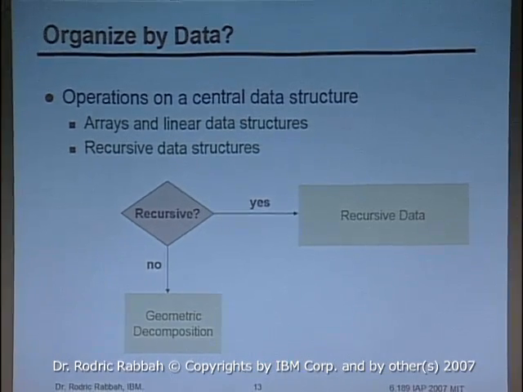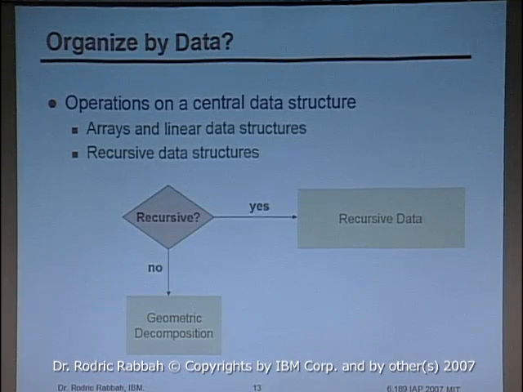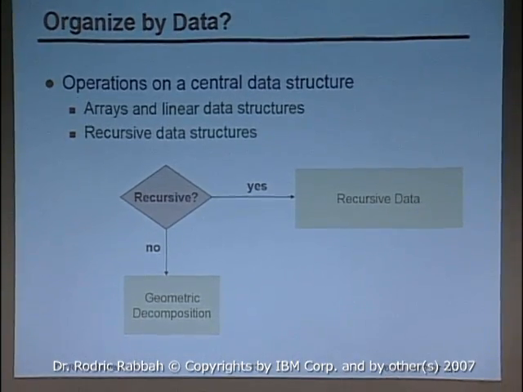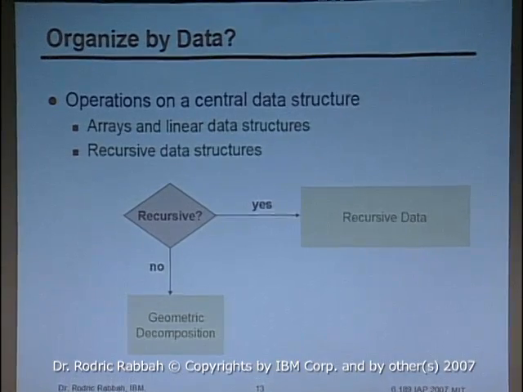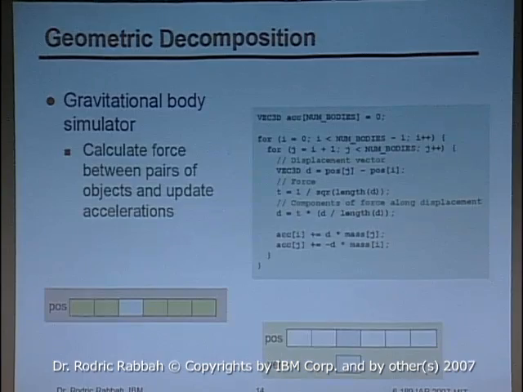If your data structure is recursive, so a linked list or a tree or a graph, then you can apply the recursive data pattern. If it's not, if it's linear, like an array or a vector, then you apply geometric decomposition. And you've essentially seen geometric decomposition. These were some of the labs that you've already done.